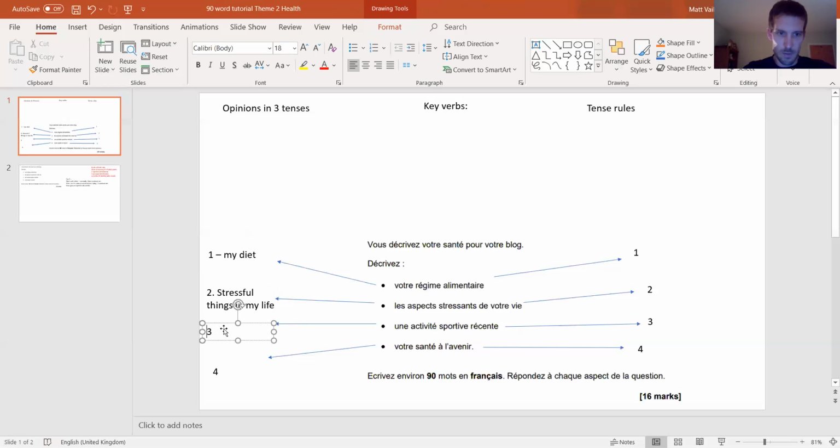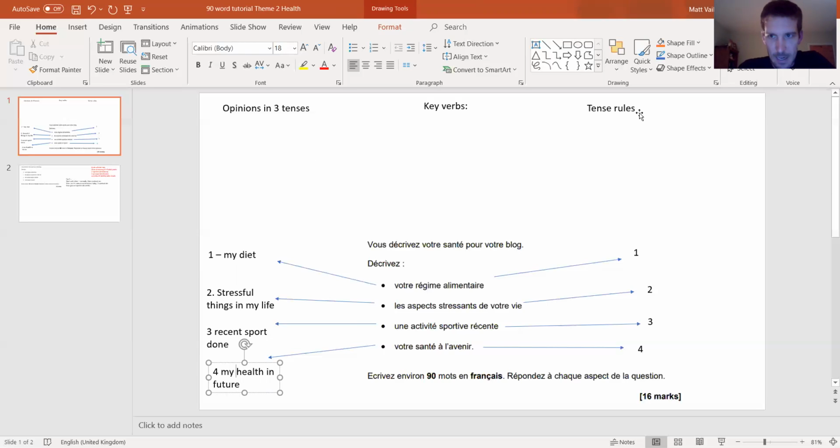Third bullet point, what have we got here? Recent sport done. Okay, or played if we like. And the last one, health in future. Okay, or let's put my health in future, so we know it's directed to us. Okay, so that's great. So we've got those bullet points sorted. We know what they mean.